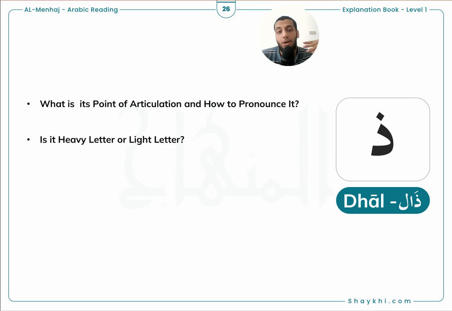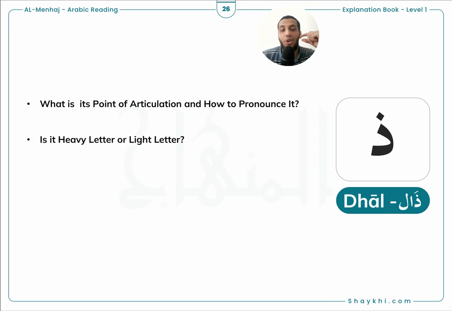Why is it a light letter? Because the back of the tongue will not be raised. What if the back of the tongue is raised? Then it is another Arabic letter, another Arabic sound, which we will not discuss now. We will discuss it in the episode, inshallah, of that letter. So the difference between letter Dhal, which is a light letter, and that letter is just the raising of the tongue or not raising.